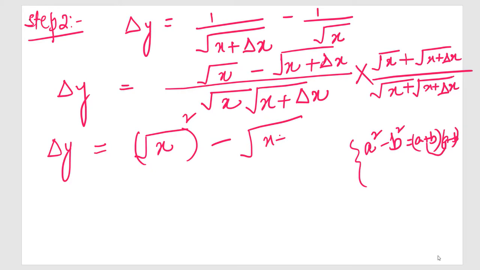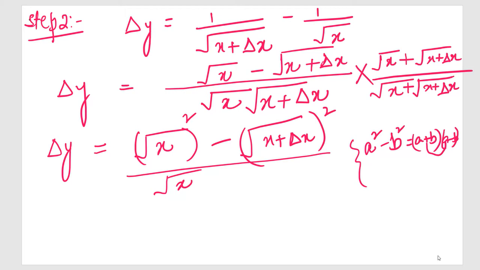minus square root of x plus delta x. Instead of b, make the square. So this is a square minus b square, whole divided by square root of x into x plus delta x square root. Now see how I can write down this square root of x. I will write it like this, and there is a power of 2, so these two will cancel each other, only we have x. So this is the square of x. Now we can write down only x here.